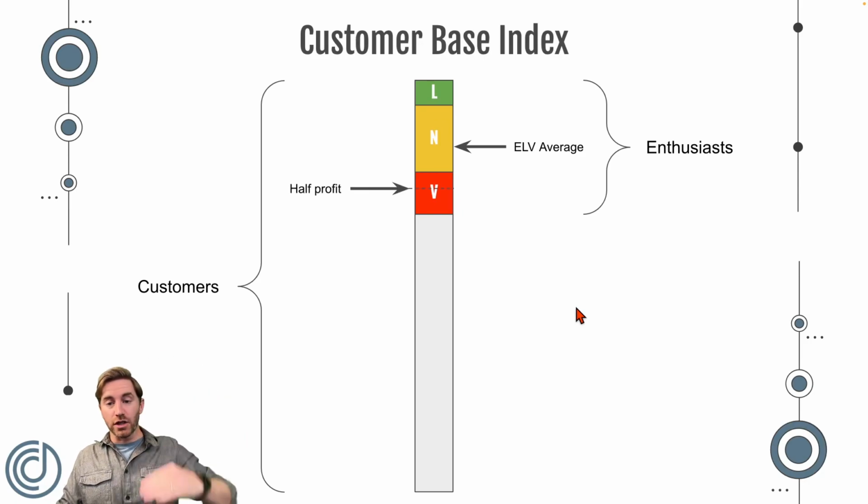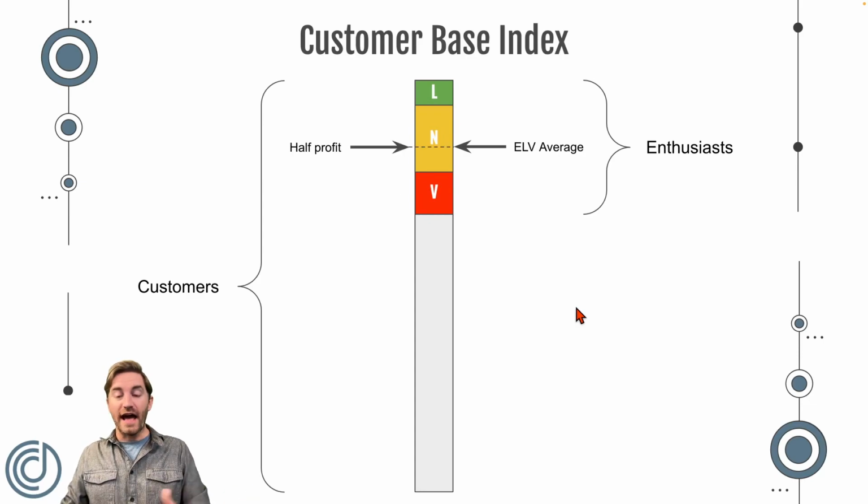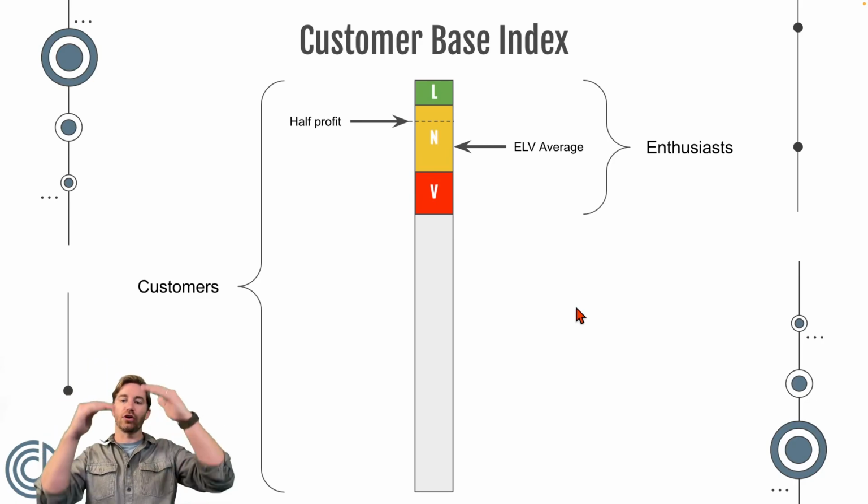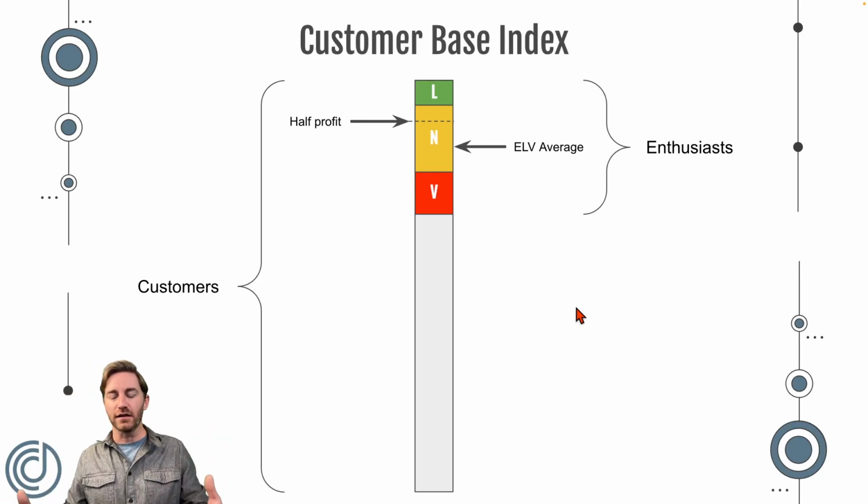And some stores were much lower. Some stores were down at vulnerable, where their loyals and their neutrals and even some of their vulnerables had to be grouped together to create half of their profit. Some were right at ELV. So we figured we need to understand what it means if these numbers are different from each other. What could that really tell us about what a store is doing and how a store could improve?